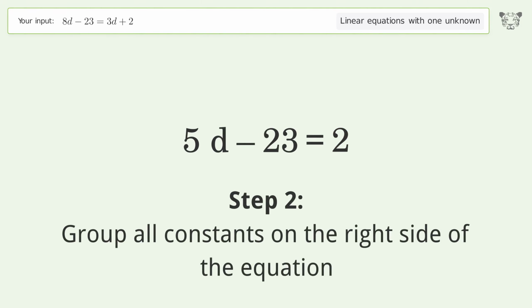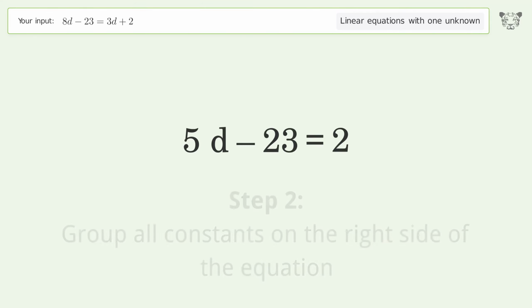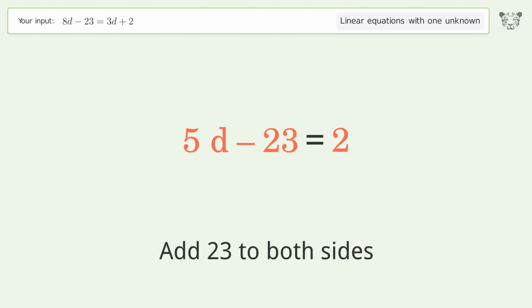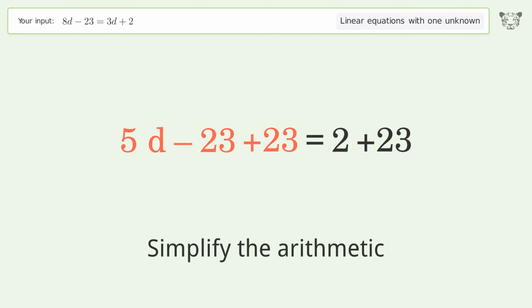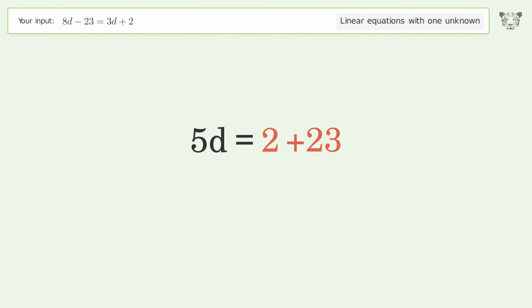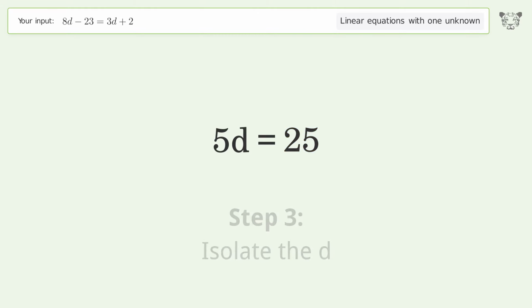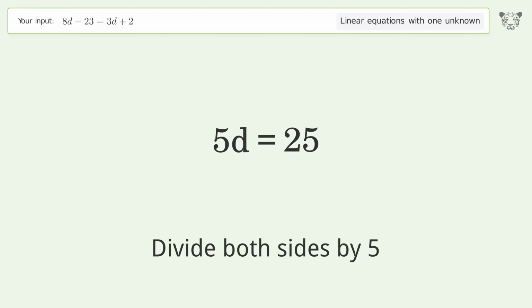Group all constants on the right side of the equation. Add 23 to both sides. Simplify the arithmetic. Isolate the d. Divide both sides by 5.